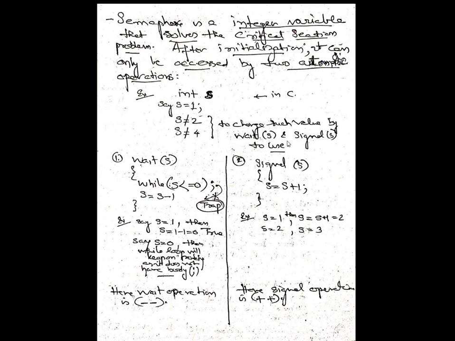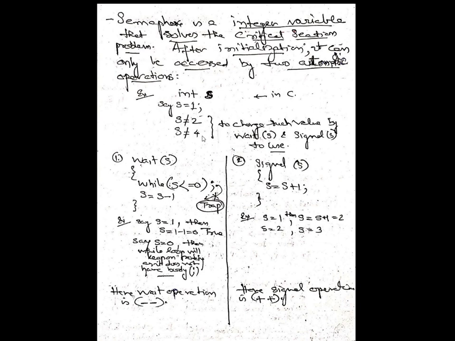The same thing I will explain in a clearer manner. Wait and signal are the two important factors for the semaphore to switch from one process to another based on the condition of the critical sections, or the critical criteria I have already mentioned. Now wait of S, that is the semaphore integer S: a while loop is given, if S is less than or equal to 0, then S = S - 1.